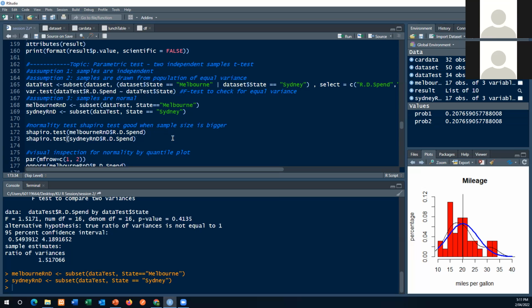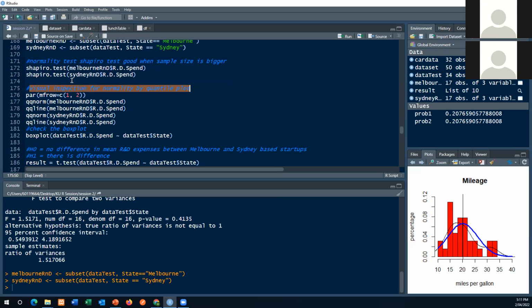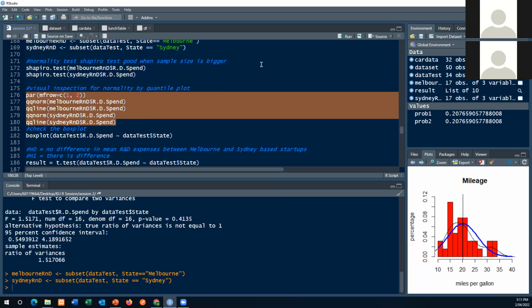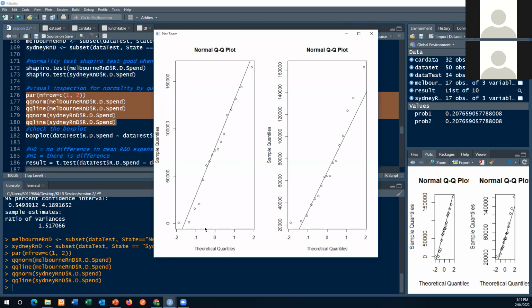But visually you can also check. This is the visual inspection I have written here. Before going to the Shapiro test, let's do a visual test. The visual test is done by the QQ plot, which is called the quantile plot. If I open it, you can see this is the quantile plot. If the quantile plot shows a linear pattern like this, that tells the data is normal. This is called the normal QQ plot, using qqnorm and qqline.